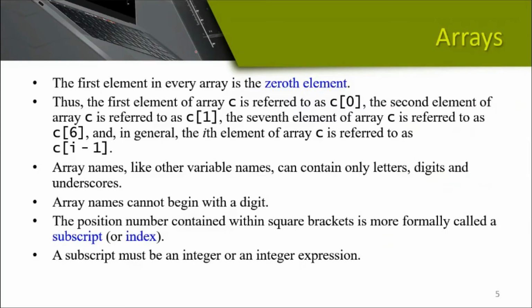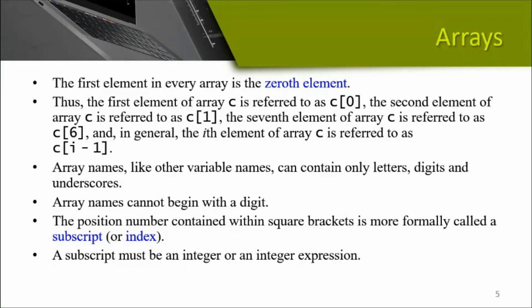This is what we have seen till now. The first element in every array is the 0th element. Thus, the first element of array C is referred to as C[0]. The second element of C is referred to as C[1]. The seventh element in array C is referred to as C[6]. And in general, if it is the ith element, then it is C[i-1].